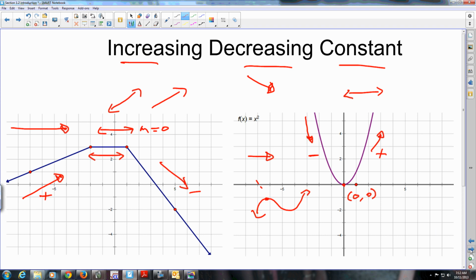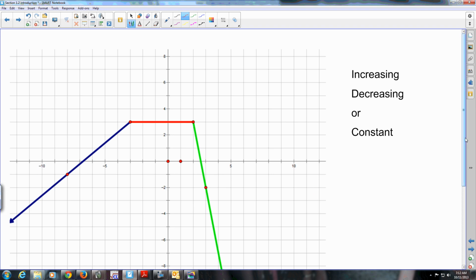Okay. You're not going to need to split hairs. When the graphs are constant, you'll see it. Okay? So don't sweat it. We'll get you there. Okay.